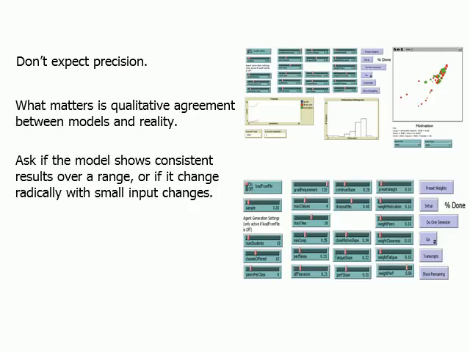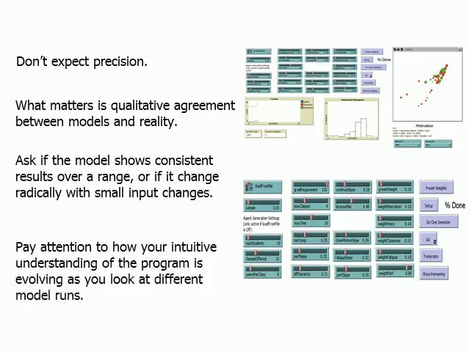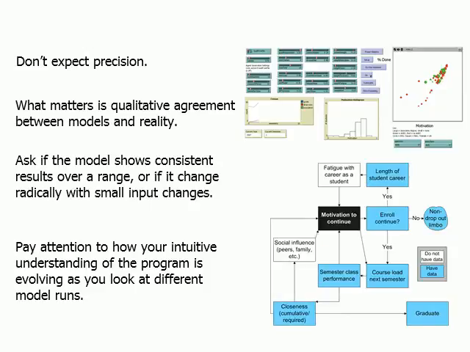Ask if the model shows consistent results over a range of output, or if the results change radically with small input changes. Pay attention to how your intuitive understanding of the program is evolving as you look at different model runs. Of course, working with static models will always be easier, but that is only because static models ignore the dynamic behavior that will play out when the program is actually implemented.